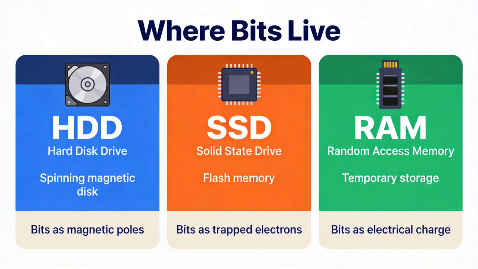Finally, let's talk about where all these bits actually live physically. In a traditional hard disk drive, or HDD, bits are stored as tiny magnetic regions on a spinning metal platter. North pole means 1, south pole means 0. In a solid-state drive, or SSD, bits are stored as electrons trapped in special memory cells. No moving parts, much faster. In RAM, your computer's working memory, bits are stored as tiny capacitors that either hold a charge or don't.